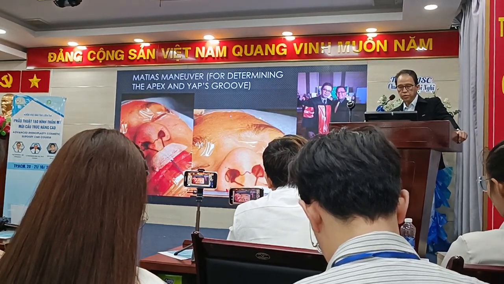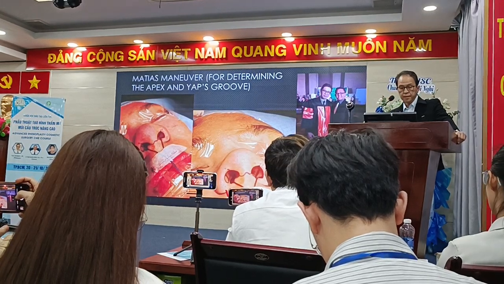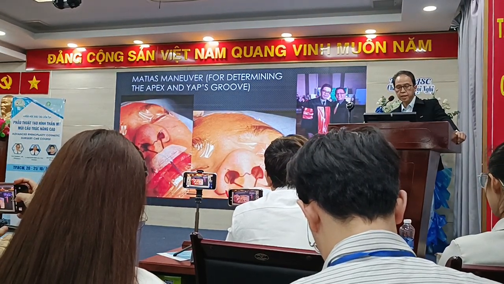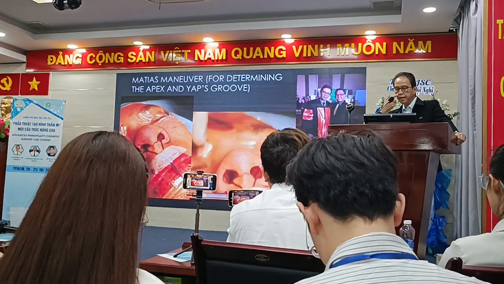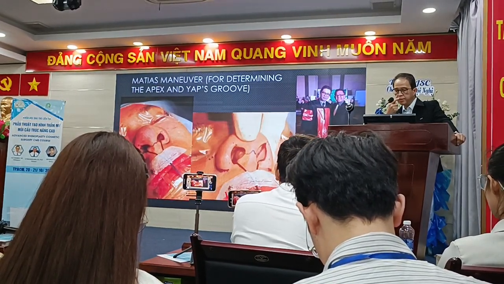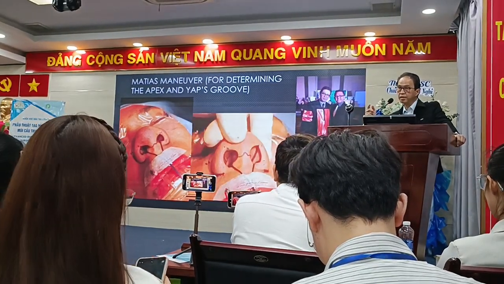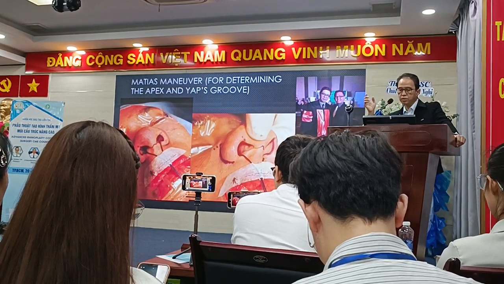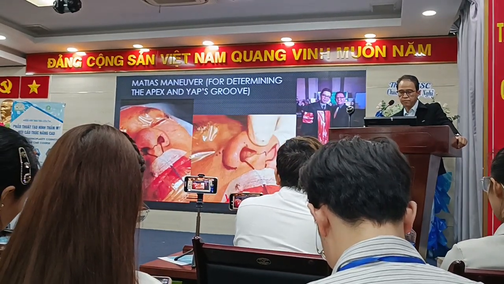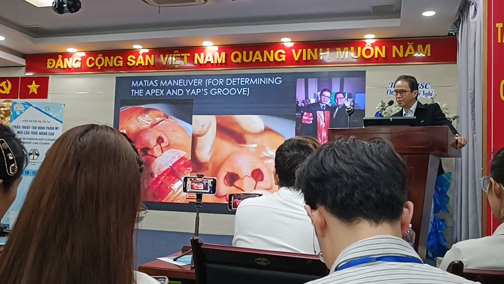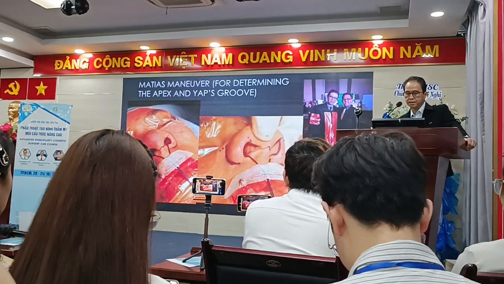Okay, how do you determine the apex? Apex, the corner here. So it is this one here. How do you do that? By doing this, by pressing the ala to the columella. By doing that, you can see a notch. This was discovered by my pioneer fellow, way back in 2006, Dr. Homer Matias. He is from Davao. Yes, and by doing this, you can easily look for that apex.